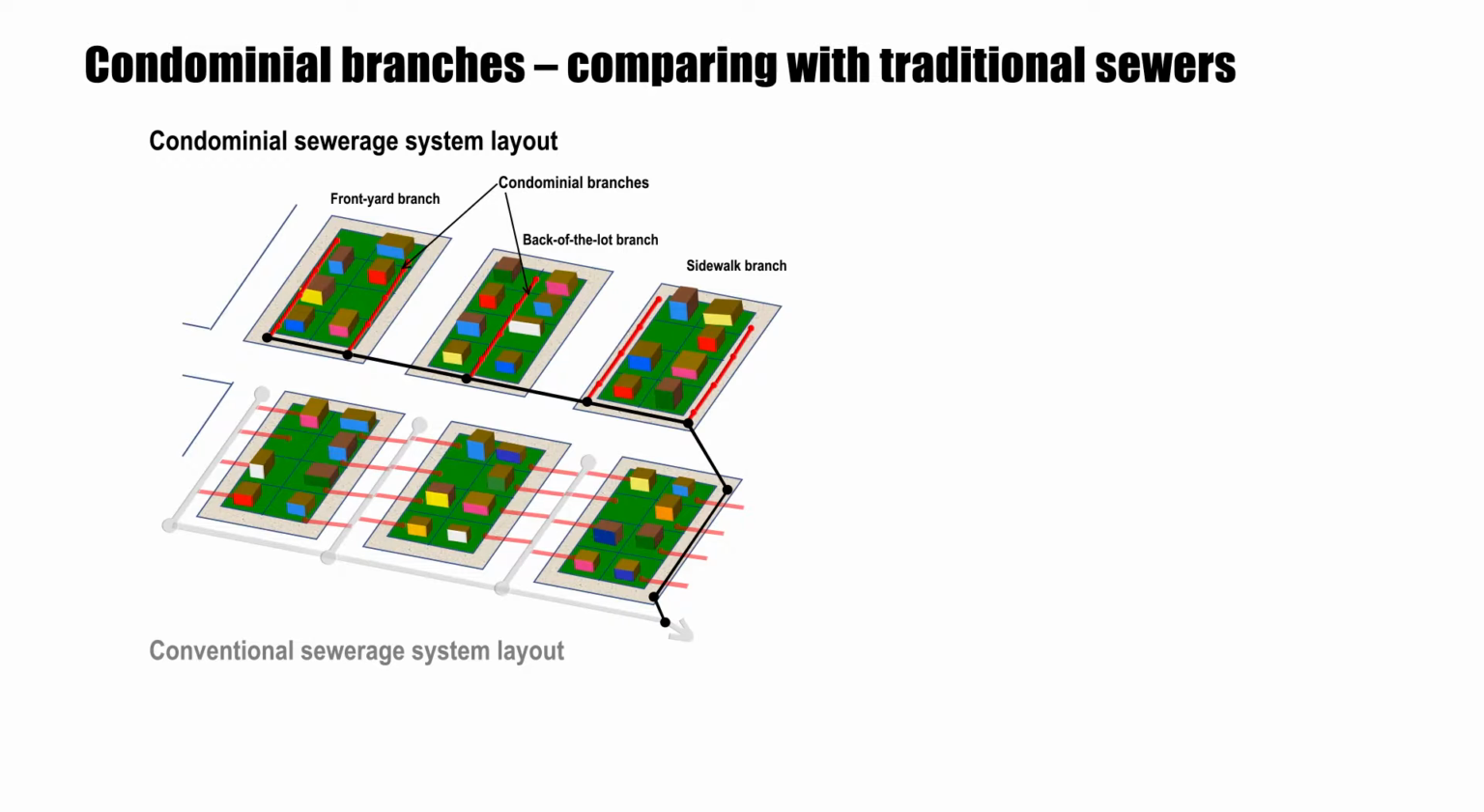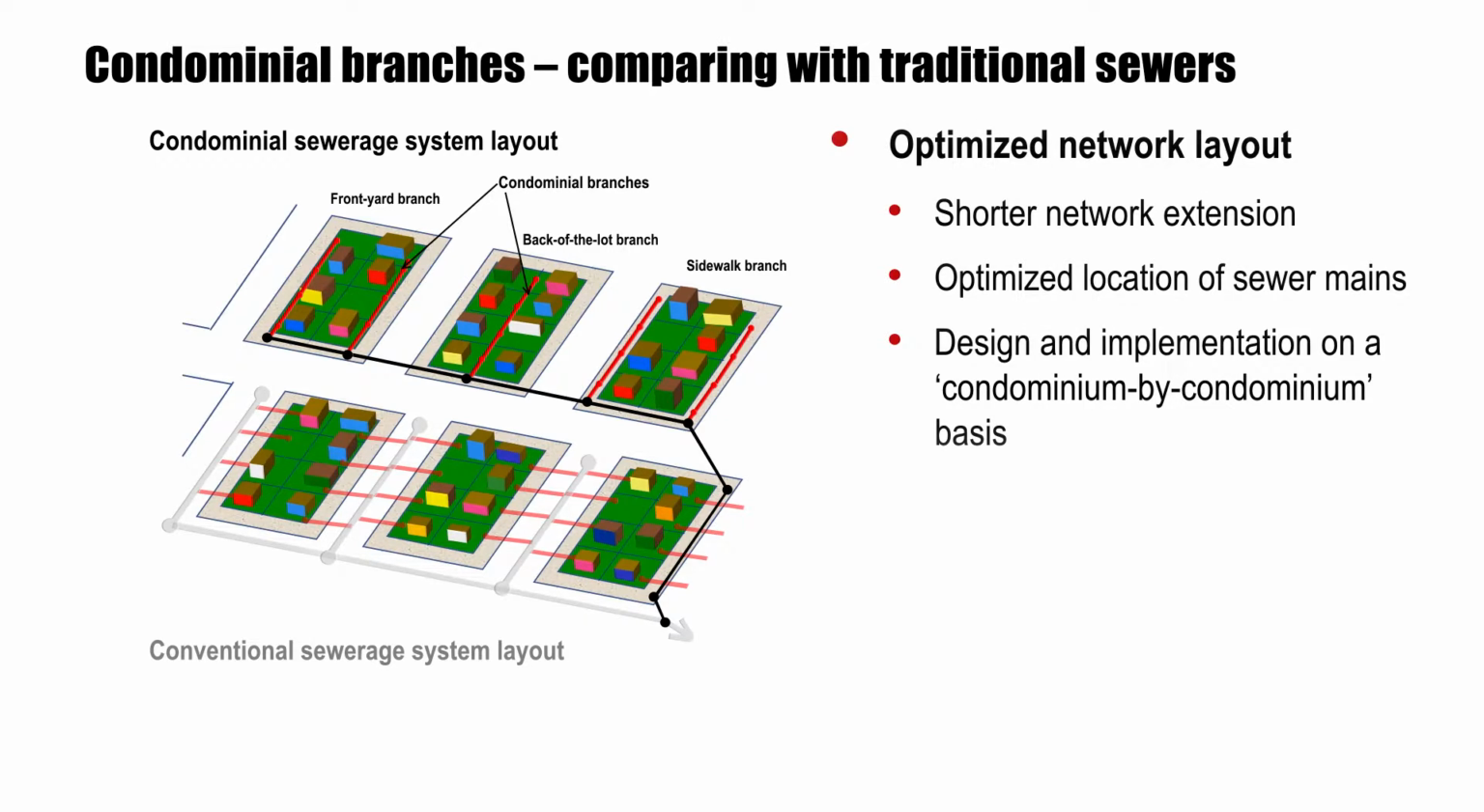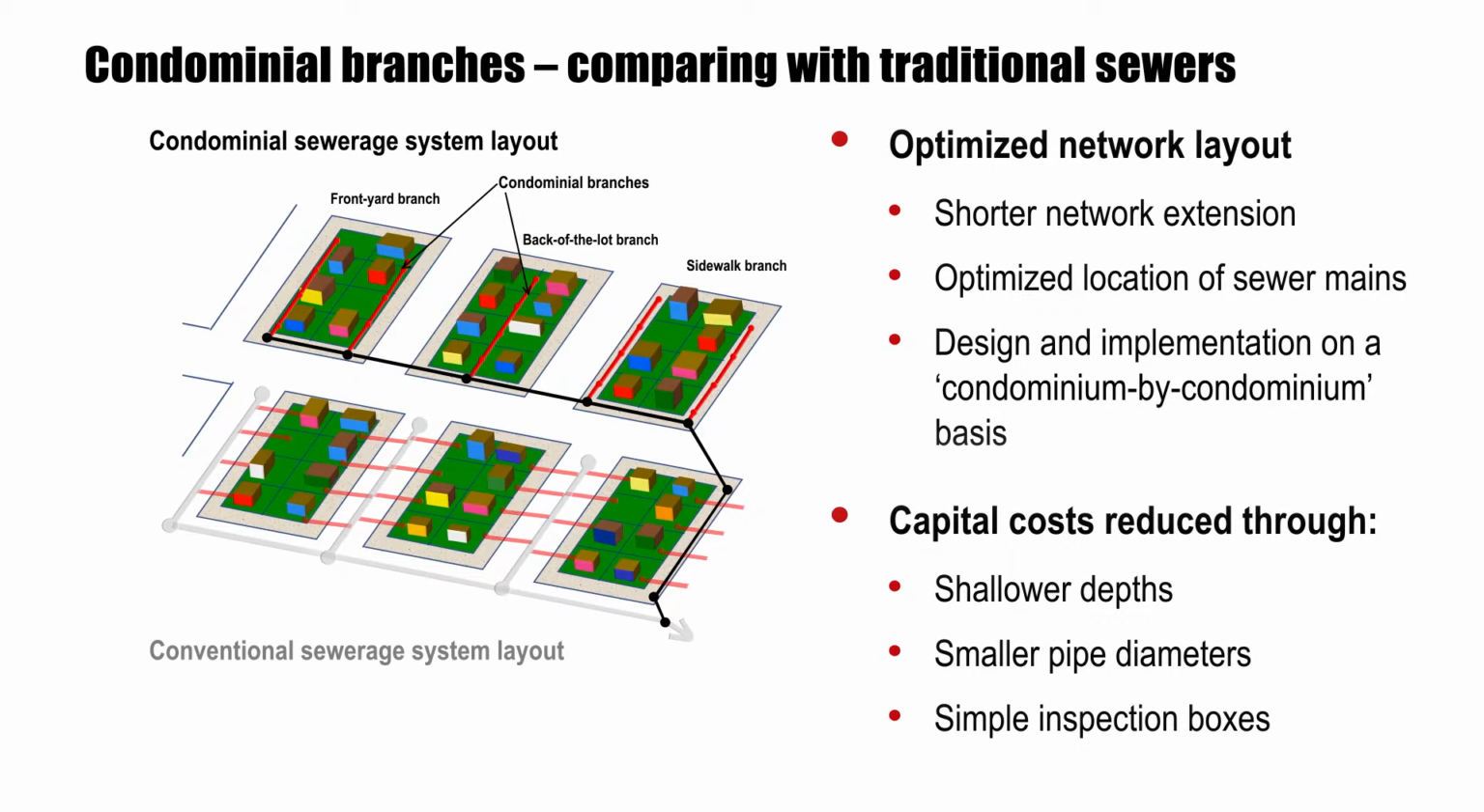The illustration shows how the extension of the pipe network can be reduced through optimized routing of the condominial branch. Together with the shallower depth of the branches, smaller pipe diameters, and the use of simple inspection boxes instead of manholes, capital costs can be consequently reduced. Besides the optimized network layout introduced when using the condominial approach, there are other design aspects of condominial sewerage that help optimize the costs of the installation.